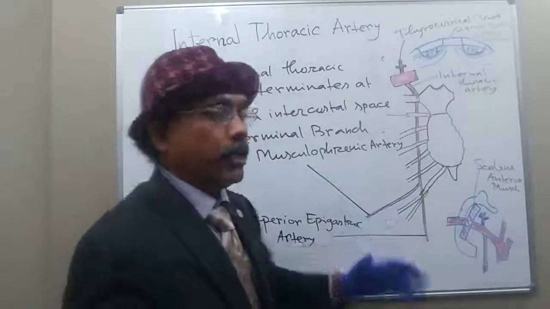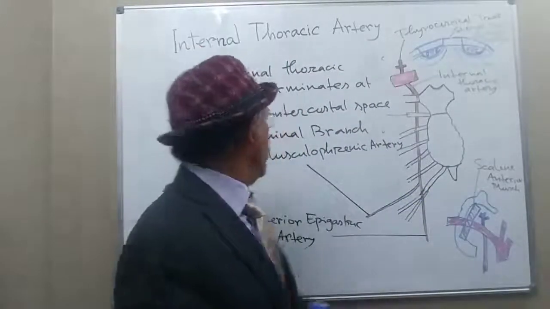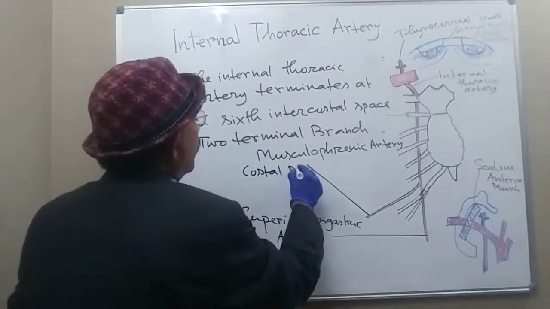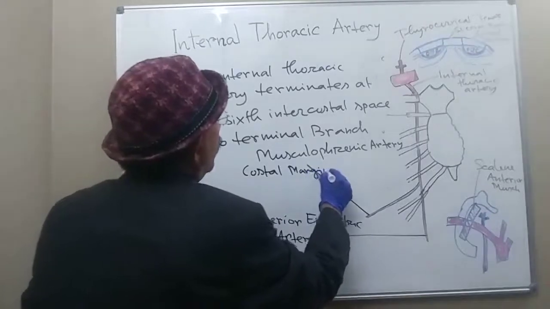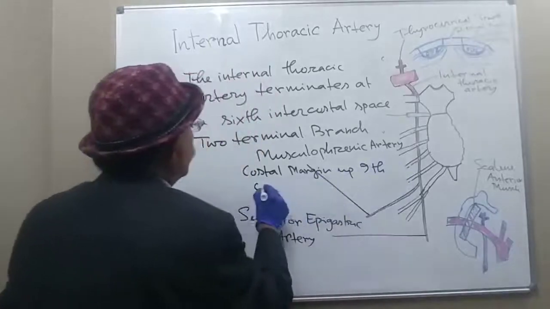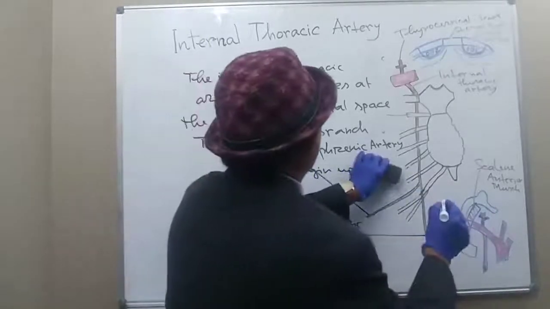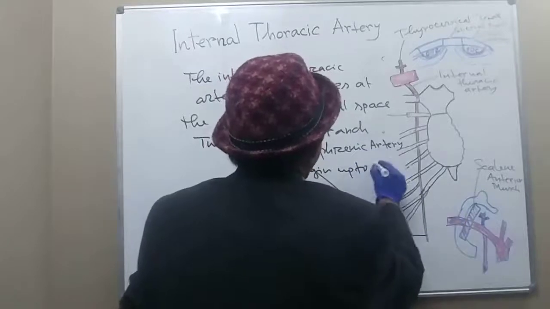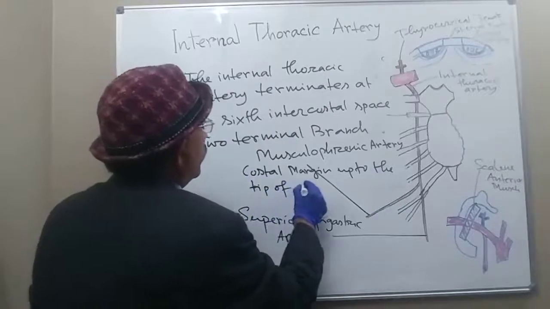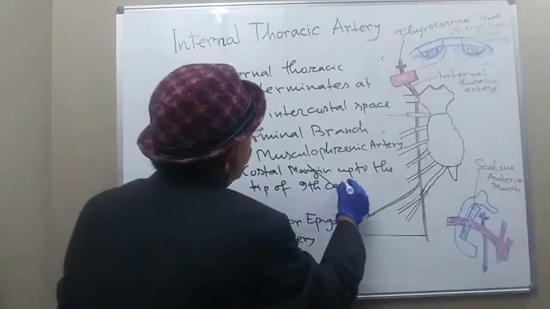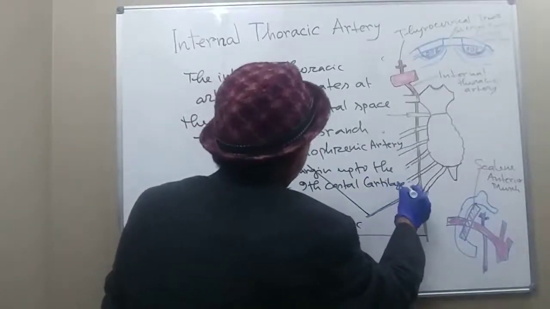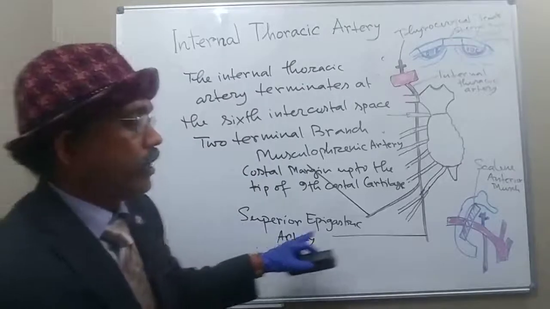The musculophrenic artery will follow the costal margin, up to the tip of the ninth costal cartilage. Okay. How about the superior epigastric artery?